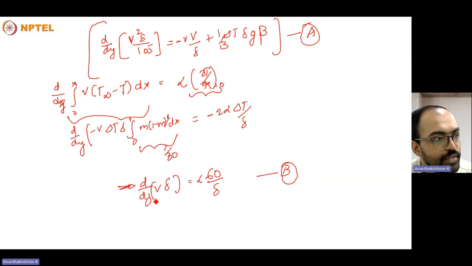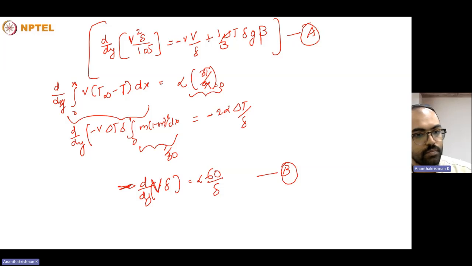So we should try to solve this. The momentum equation involves V and delta. Those two are the unknowns, and this is capital V, not small v. Similarly, the energy equation also involves V and delta. So this is not straightforward like the forced convection case, where the reference velocity was the free stream velocity for flow over a flat plate. Here, there is no reference velocity as such.